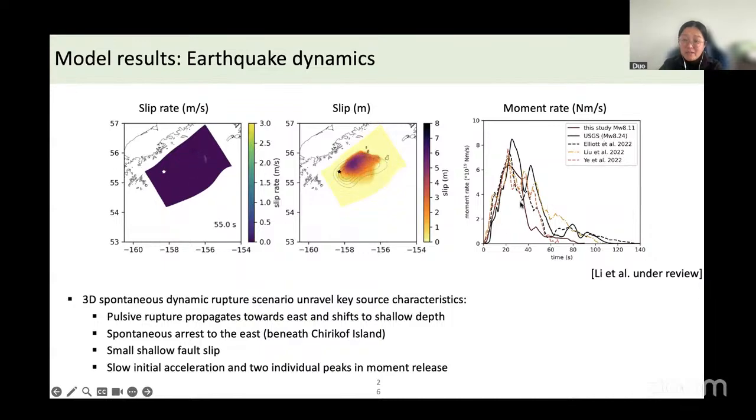When we compare the moment rate release with other studies, we found that the different studies show there are multiple peaks in the moment release. This means the process is very heterogeneous, and it experiences several accelerations and decelerations in the slip.